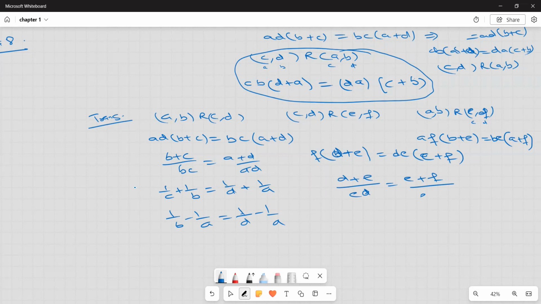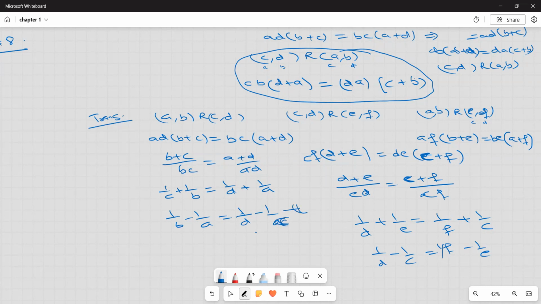So this is C plus F upon CF. So I am getting from here 1 by D plus 1 by E is equal to 1 by F plus 1 by C. So this is 1 by D minus 1 by C is equal to 1 by F minus 1 by E. So from here, if you compare this and this, what am I getting? 1 by B minus 1 by A is equal to 1 by F minus 1 by E.